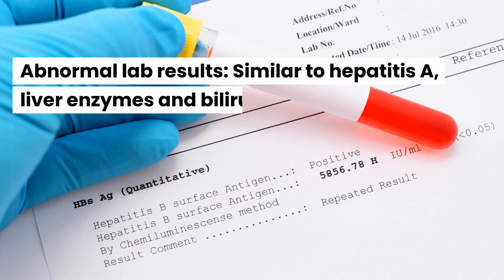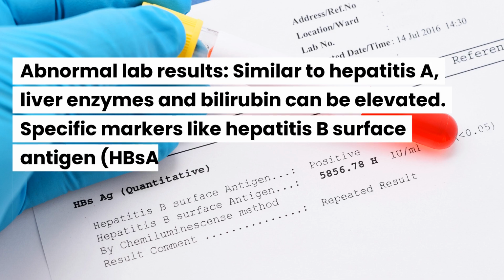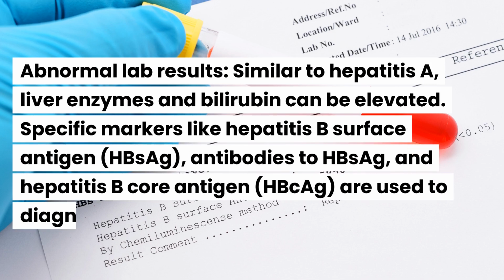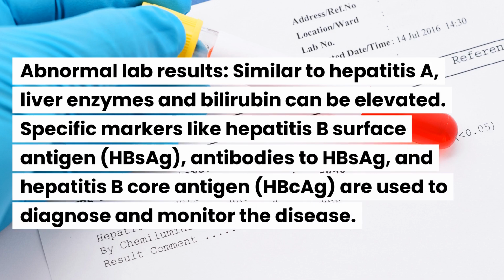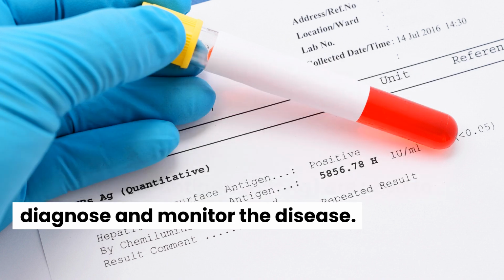Abnormal lab results. Similar to hepatitis A, liver enzymes and bilirubin can be elevated. Specific markers like hepatitis B surface antigen, HBsAg, antibodies to HBsAg, and hepatitis B core antigen, HBcAg, are used to diagnose and monitor the disease.